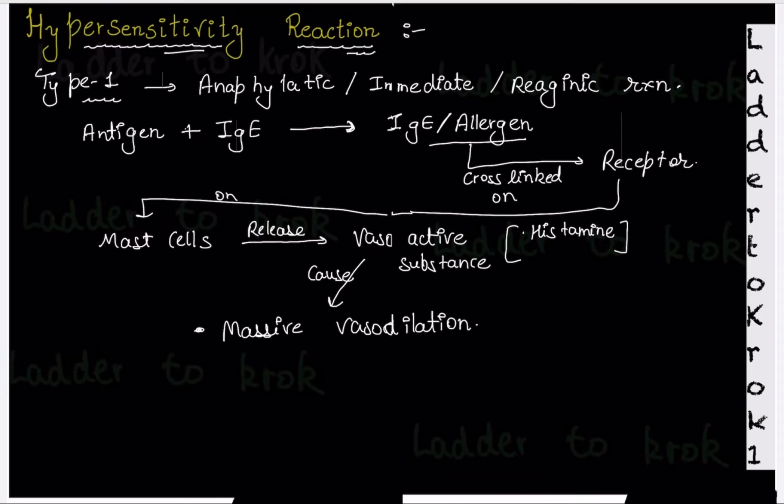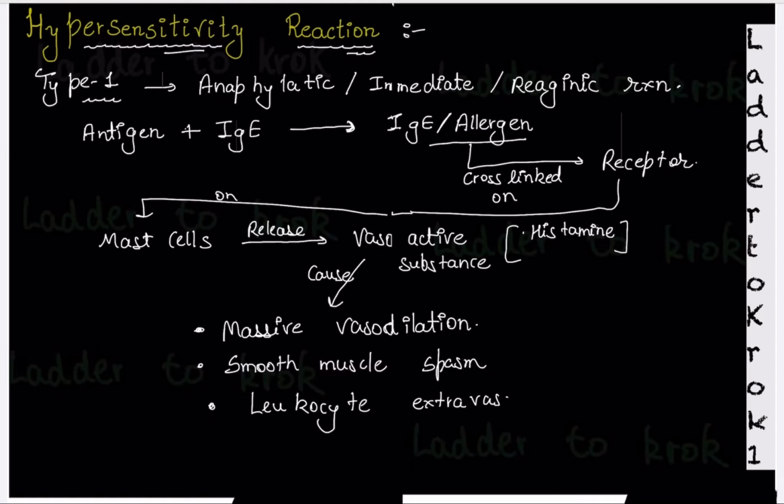Massive vasodilation, smooth muscle spasm and leukocyte extravasation. What is leukocyte extravasation? It is the movement of leukocytes towards an infection or tissue damage site. Normally they move in your blood, in your vessels, but wherever there is damage, infection or inflammation, they will go out and move towards that part. That is leukocyte extravasation.